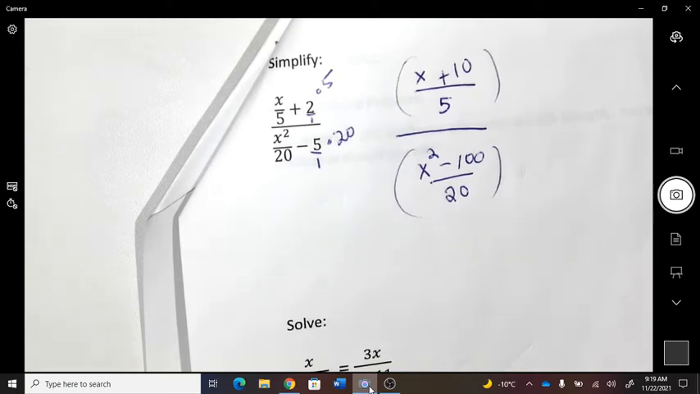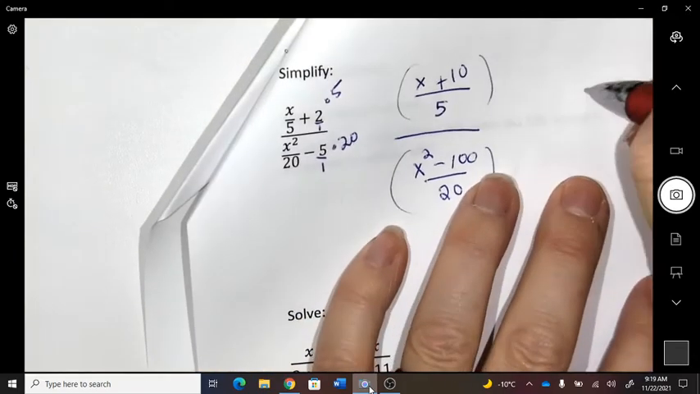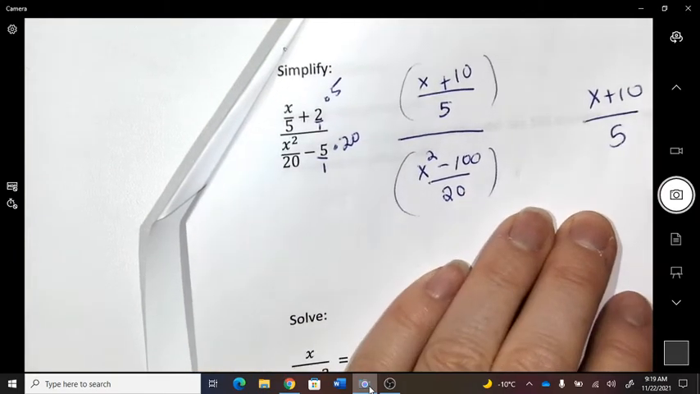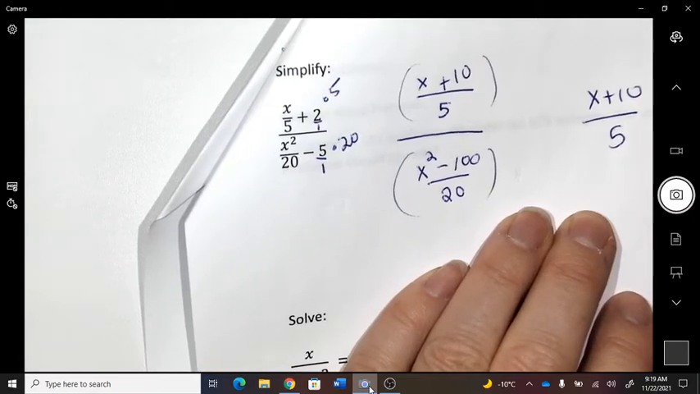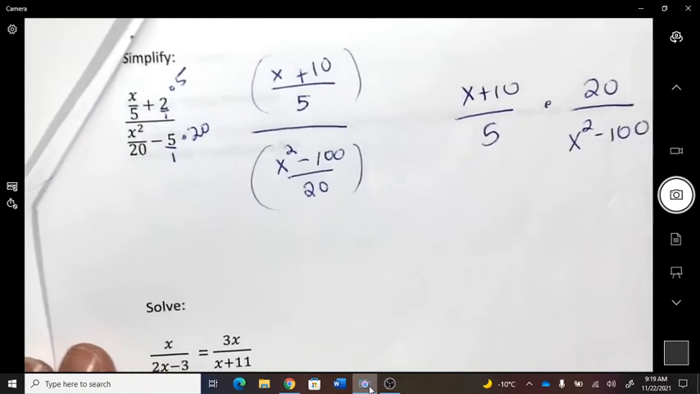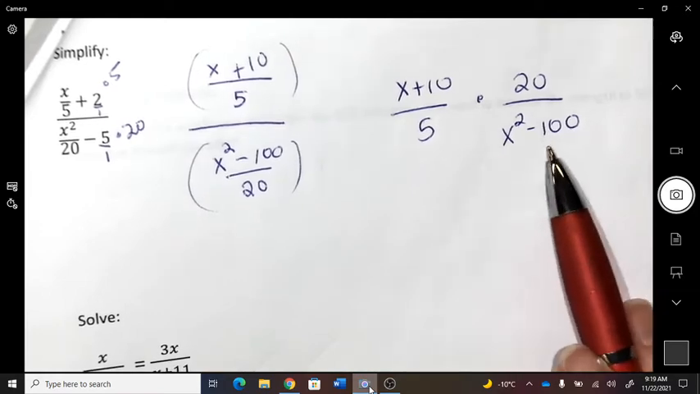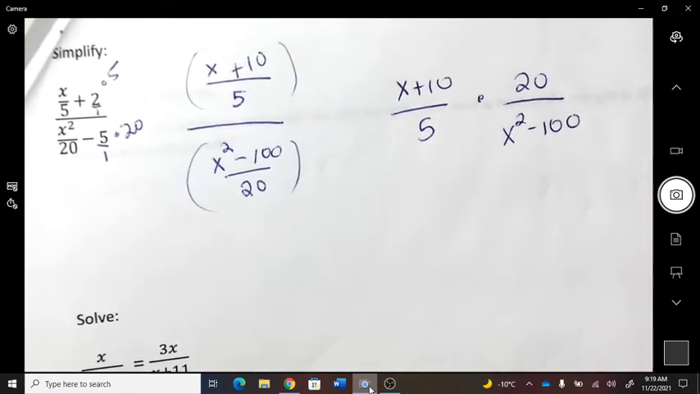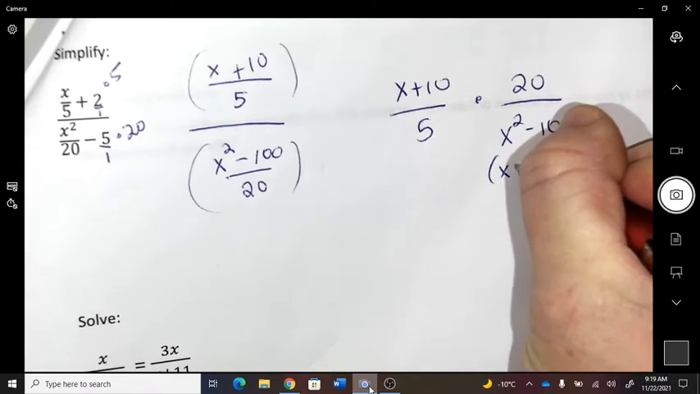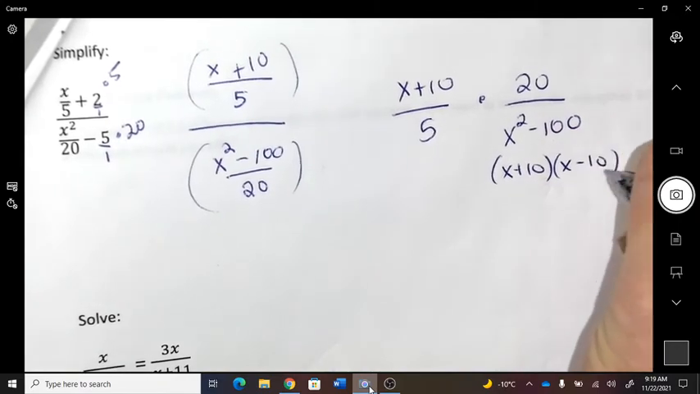Okay, at this point I'm going to change this question to the divide fraction. It's becoming multiply flip. So there's my multiply flip. Okay, fraction divided by fraction becomes fraction times flip. Okay, we can work with this. What can we do to this? It can change to an x plus 10 times x minus 10.